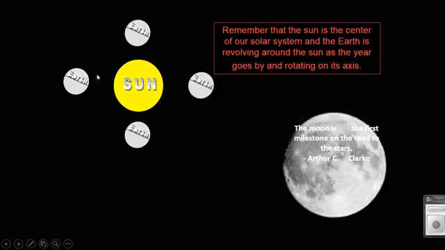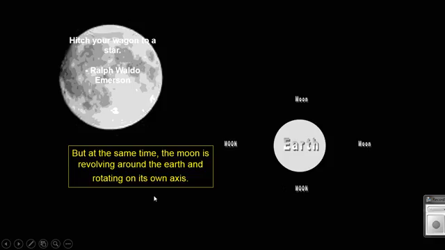So we've got different motions going on at this time. Earth is revolving around the Sun at the same time as it's rotating on its axis, and the moon itself is also rotating on its axis as it revolves around the Earth. So we've got spinning here and then revolving, and we've got spinning here and then revolving around the Sun as well. All those interactions are going to change the view that we see of the moon.